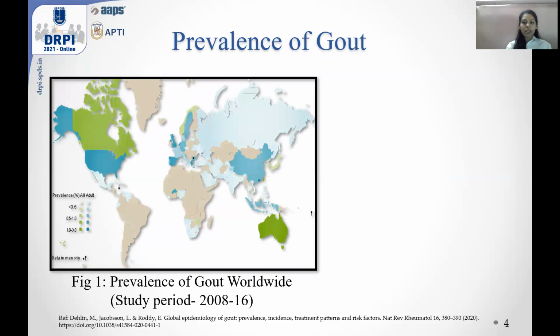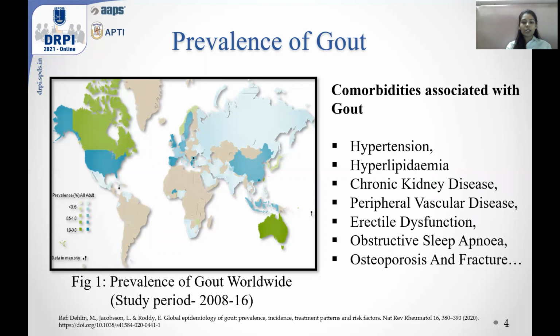Recent reports on incidence and prevalence of gout vary widely across the globe. The prevalence of gout increases with advancing age. As seen in the graph, prevalence is high in developed countries as compared to the developing ones. In recent years, there has been a complex association between gout, hyperuricemia, and comorbidities. The comorbidities associated with gout are hypertension, hyperlipidemia, chronic kidney disease, peripheral vascular disease, erectile dysfunction, obstructive sleep apnea, osteoporosis, and fracture.